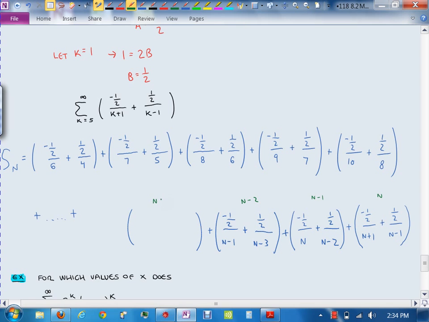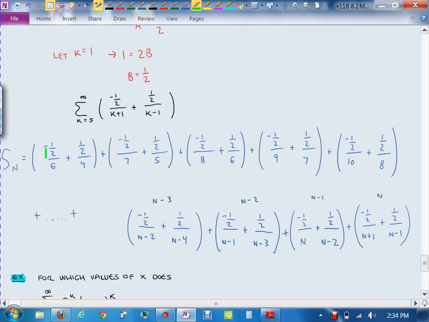So I get negative 1/2 over n minus 2 plus 1/2 over n minus 4. All right, you ready for the canceling? See if I can do this in fun. I'm going to start at the beginning, at the front of the telescope up here.